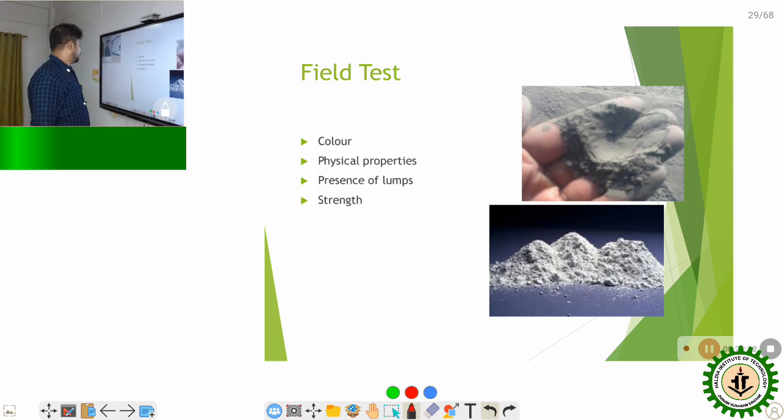Okay, let's talk about field tests. We have less time, so I'm skipping some slides because they were already taught to you. In cement there are two types of tests: field tests and laboratory tests. Talking about field tests, there are four types: color, physical properties, presence of lumps, and strength.